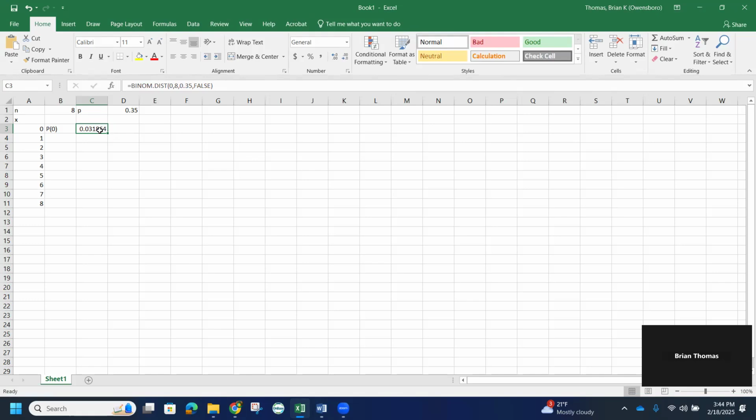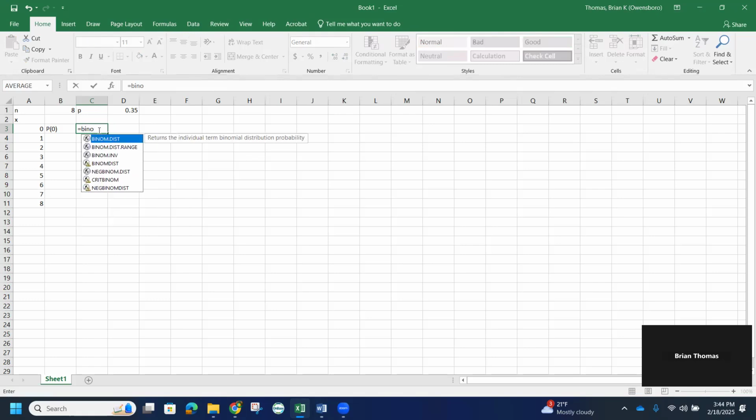Instead of doing it that way, let me try this again. You hit equals to binom. Now, instead of typing the numbers in, what I can do is type in the fields. So notice that the number 0 was actually an A3. So if I hit A3 there, comma, that's going to tell me my number. My trials is 8. So that's going to be B1. So if I do B1 there.